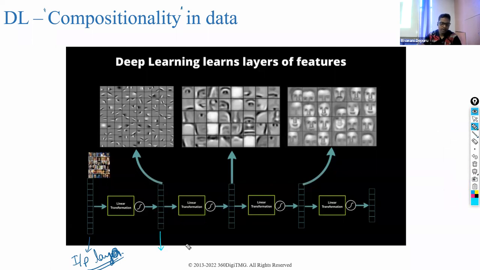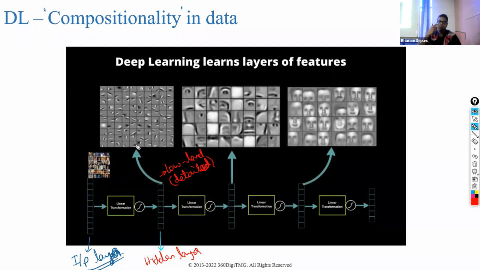Then you have the first hidden layer. This is called a hidden layer. The first set of hidden layers will capture what information? Low level information. Low level means detailed information. Detailed information gets captured.